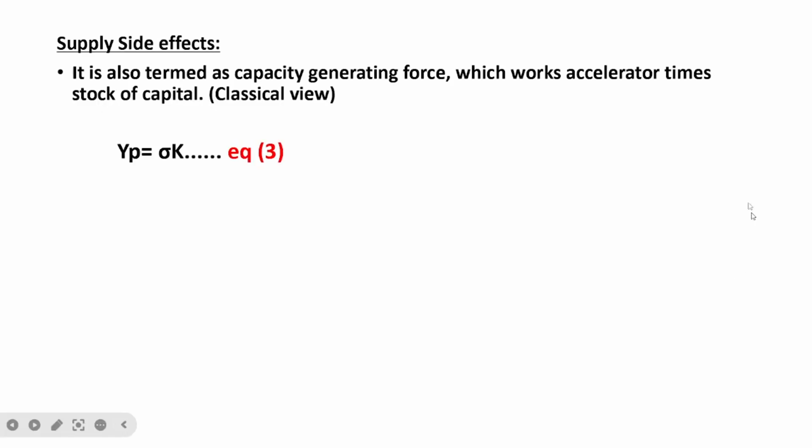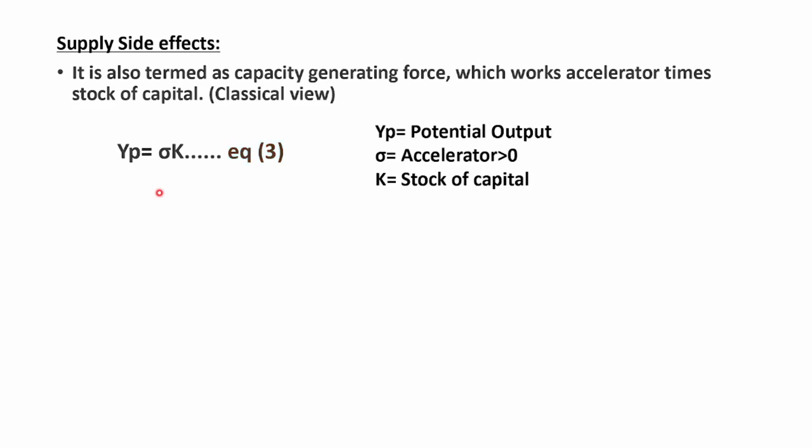So from the supply side, it is also termed as the capacity generating force, which works as accelerator times the stock of capital. This is also known as the classical view. So Yp = σ times K, the capital stock. Here this is equation 3, where Yp means potential output, σ means accelerator, which is greater than 0, and K means stock of capital.